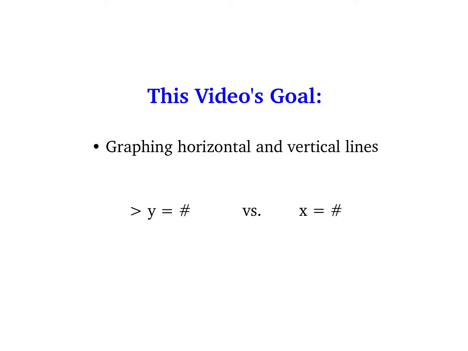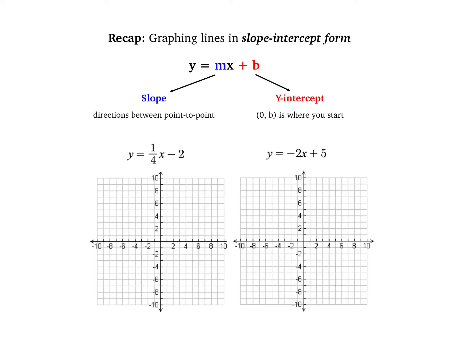In this video, we'll talk about the two types of linear equations that we haven't seen much of so far, and that would be horizontal and vertical lines. Believe it or not, their equations look like y equals a number and x equals a number.